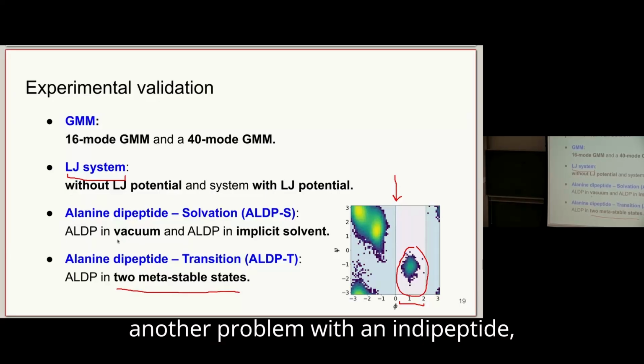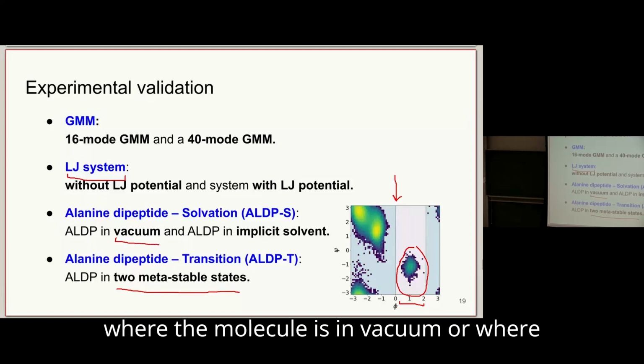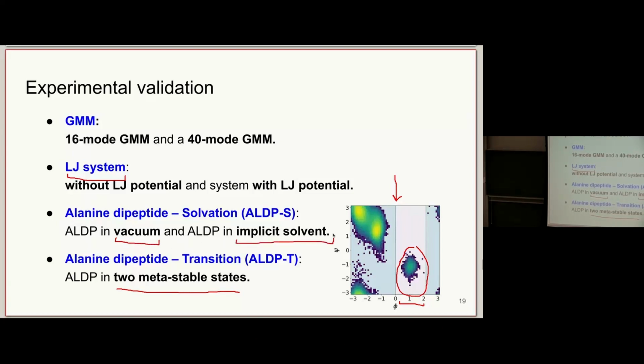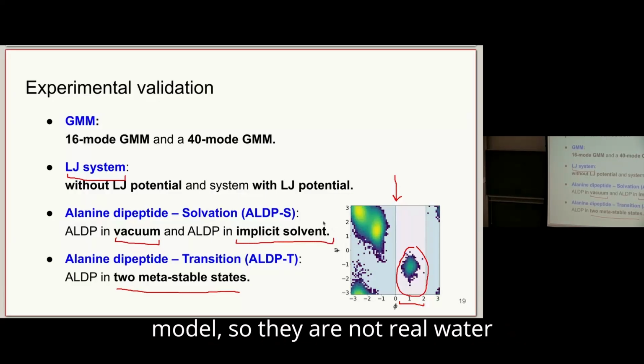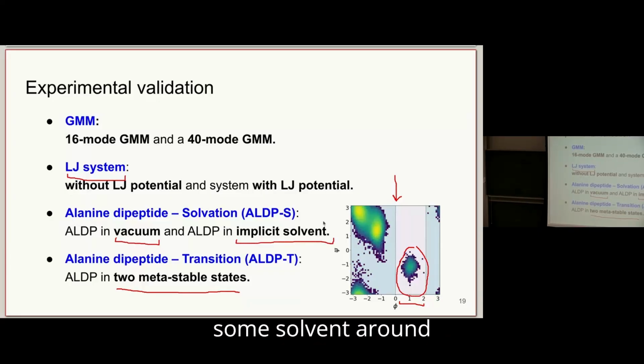And then we have another problem with an alanine dipeptide, where the molecule is in vacuum or where it is supposed to be surrounded by other molecules like water. This is an implicit model, so there are no real water molecules there, but the energy changes, assuming that there is some solvent around the molecule.